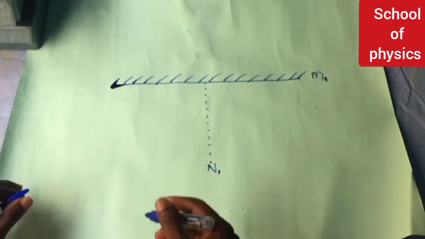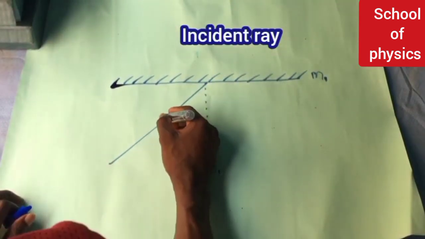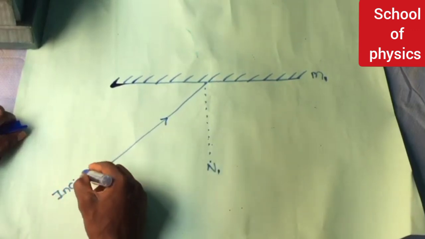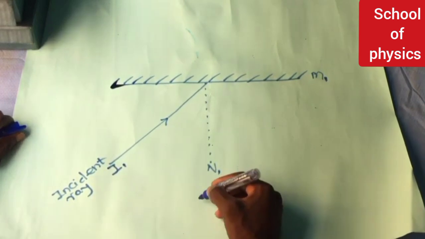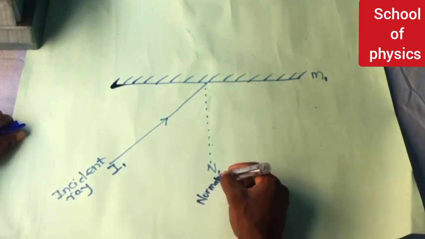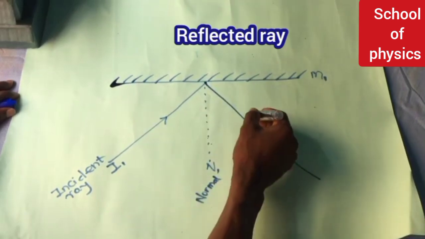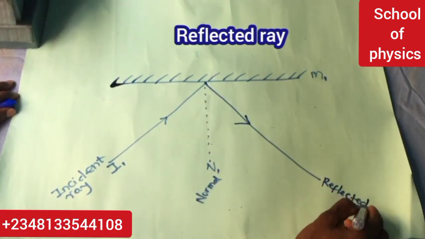After that, we'll draw our incident ray to that point it meets the plane mirror, and that line is our incident ray. We'll also denote it as I1. After which we'll also mark out our normal as normal. Then we'll draw our reflected ray. So that ray is our reflected ray. You can see the direction of the arrow.